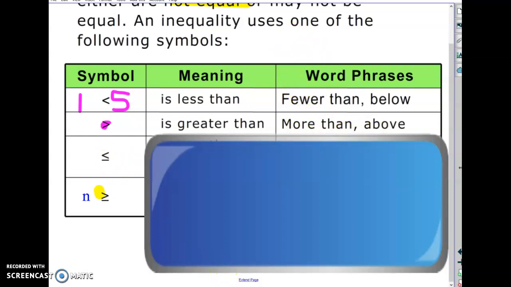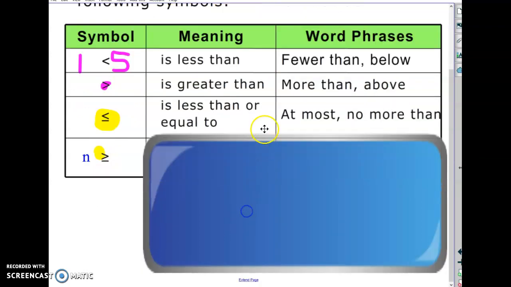The next symbol is less than, and then it's got this little line right here. That means less than or equal to. You may have phrases that say at most or no more than. For example, I could say 3 is less than or equal to 3. That's a true statement because they're equal to each other. Another number I could put right here is 10, because 3 is less than or equal to 10. They both can't be true, it's one or the other.